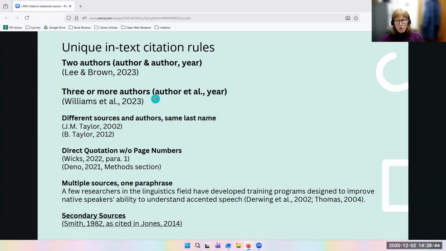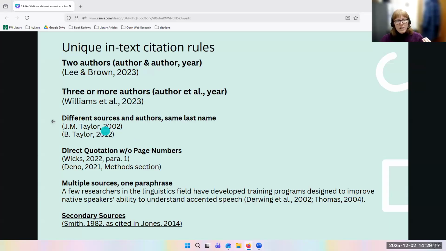If we have three or more authors, we would use the first author that's listed, and then et al., and that stands for and others. It just abbreviates that other people wrote with Williams, but we don't have room to put all of these authors because there are three or more of them. So Williams et al., and then the year 2023. So et al. takes the place of the rest of the authors.